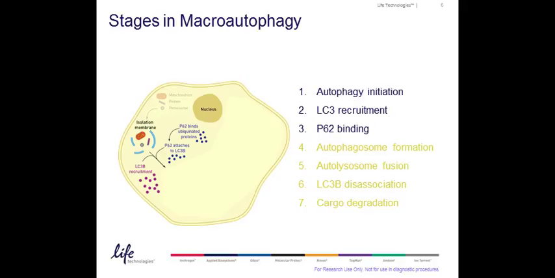Later on in the process, you can get recruitment of various binding proteins, one of which is P62. P62 is involved in recruiting polyubiquitinated cargo into the autophagosome and was one of the first autophagy receptors to be identified. The autophagosome itself then forms. This occurs through elongation and extension of the isolation membrane and subsequent fusion to form the characteristic double membrane structure that is a hallmark of a formed and fully mature autophagosome.